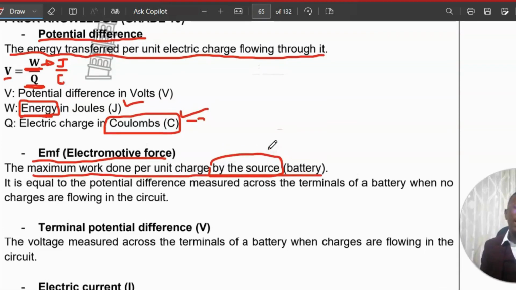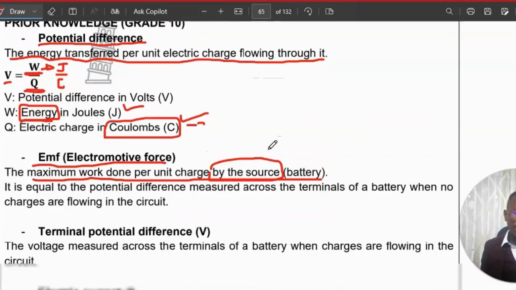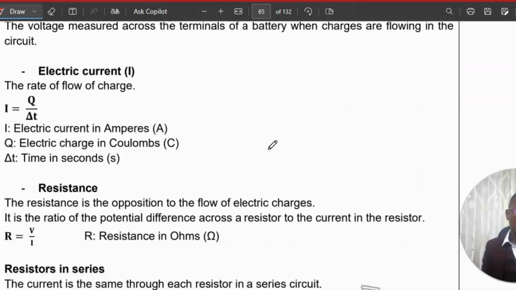Now we've just covered what voltage or potential difference is. Let's go to the second one, electric current. Now, what is electric current?